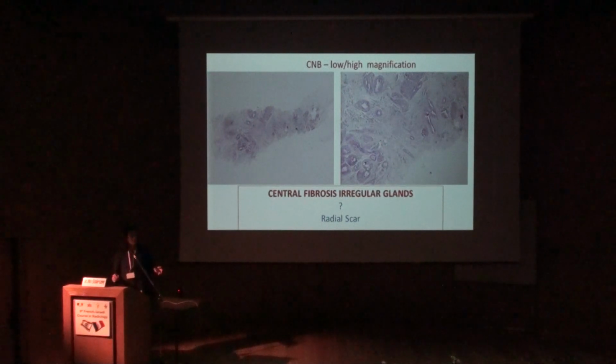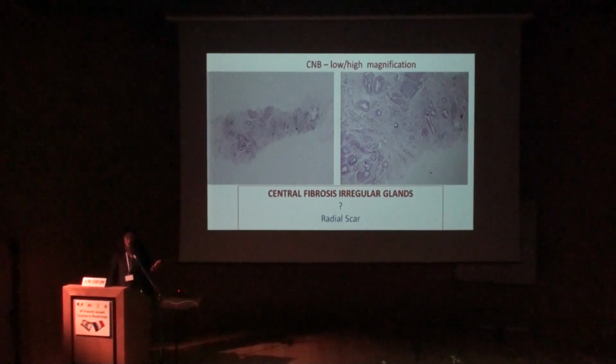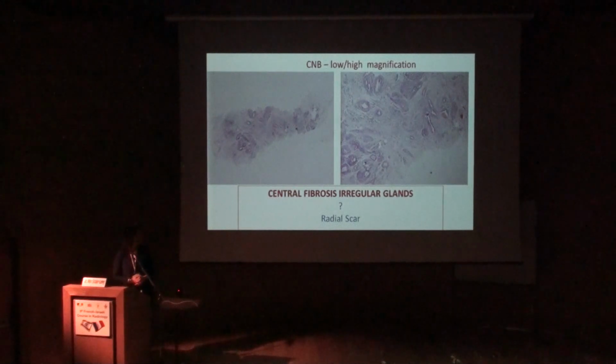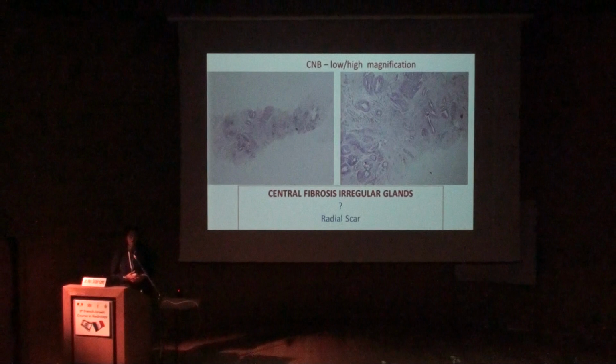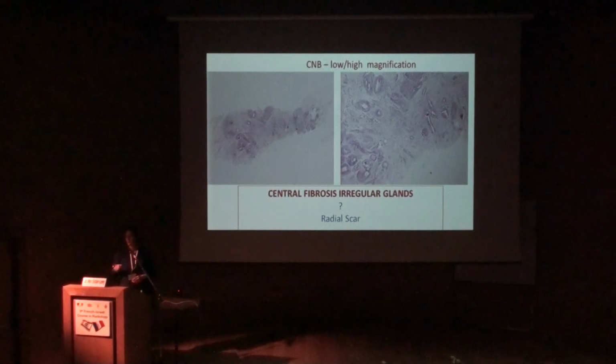Radial scar is not a scar. The name is since the pathologist sees this fibrosis, which looks like a scar, but it's not a scar. It is a high-risk lesion, which in about 20% might be associated with tubular carcinoma, and therefore there is an indication for an excisional surgical biopsy.